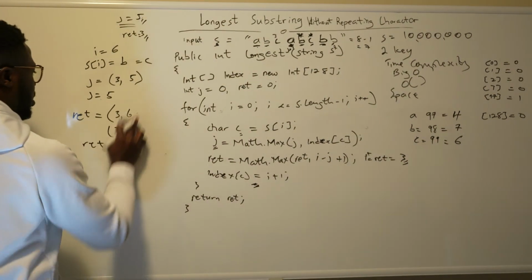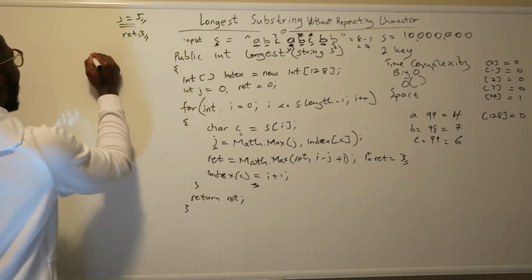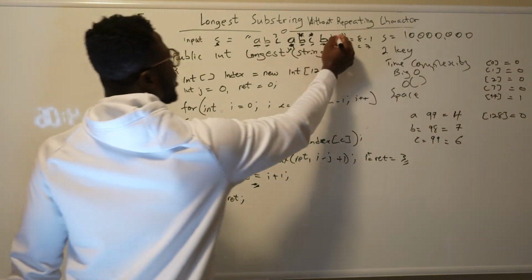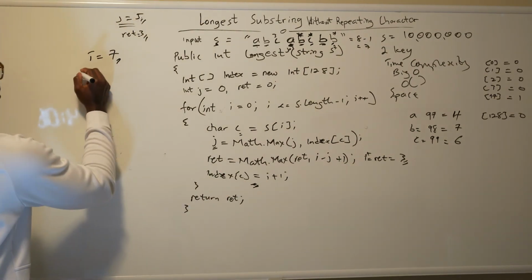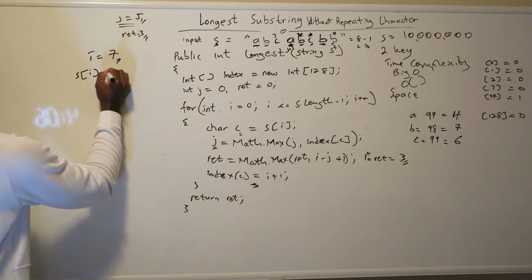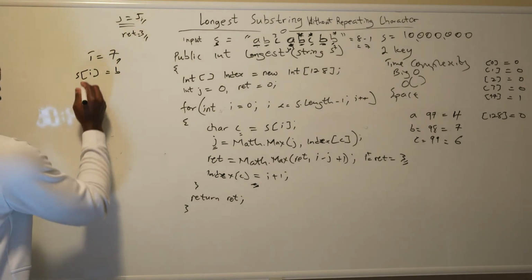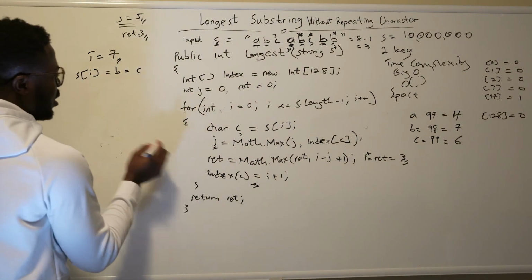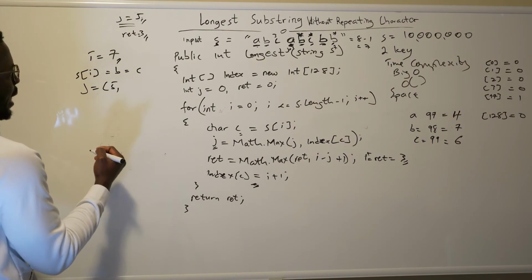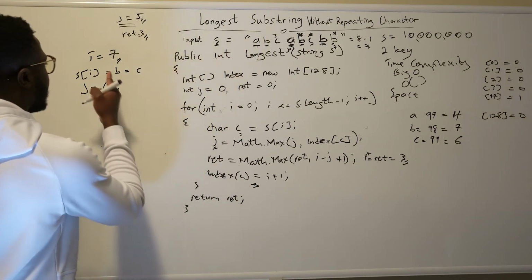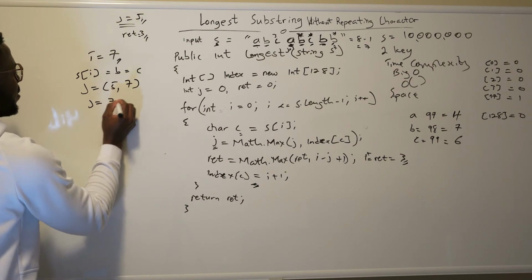Okay. We move on to I at index 7, which is this last index, which goes to 7, right? S at I is equal to B, which is the same as C, right? Then we find J. We know J is the max of 5 and index at C, which is index at B. In this case, it's 7. So J equals 7.